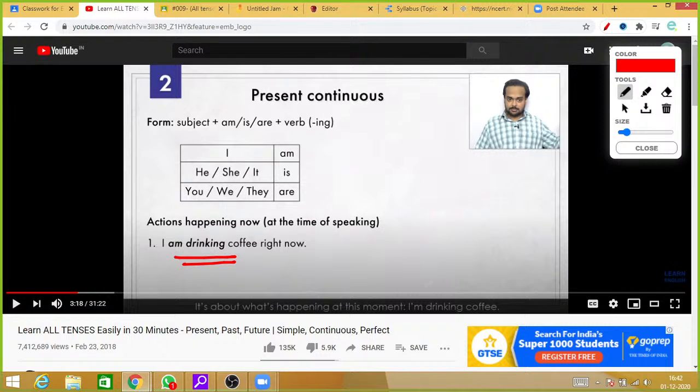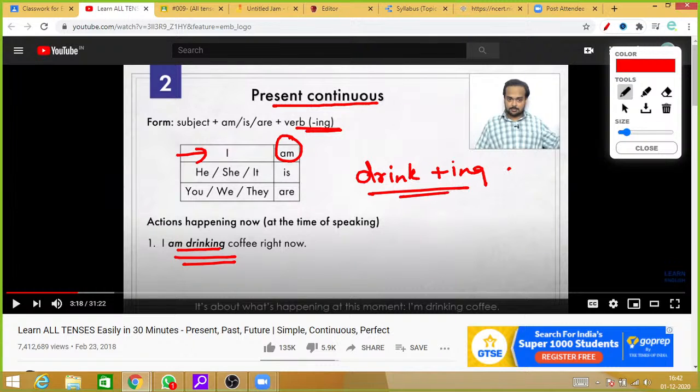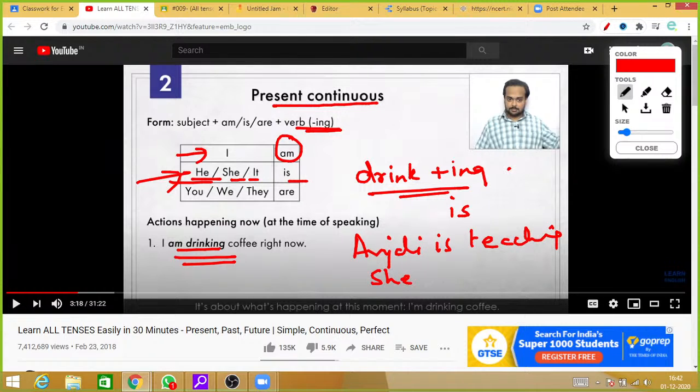So whenever you are making a sentence in present continuous tense and you are using I, you will have to use am as the helping verb with the verb plus ing, like I am drinking. Drink is the verb plus ing. Whenever you are using it with he, she, it, or the names, these are pronouns, you can use proper nouns here. You'll use is. Say, Anjali is teaching, or she is teaching. Okay?